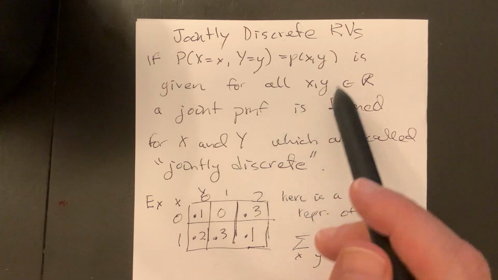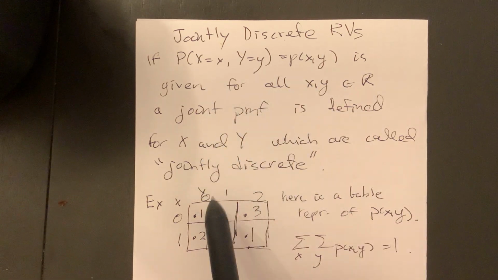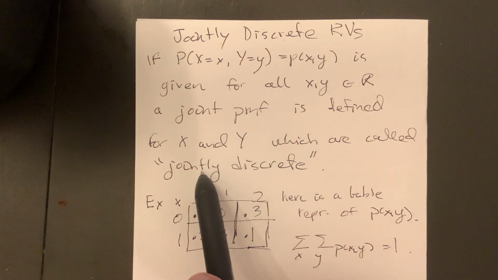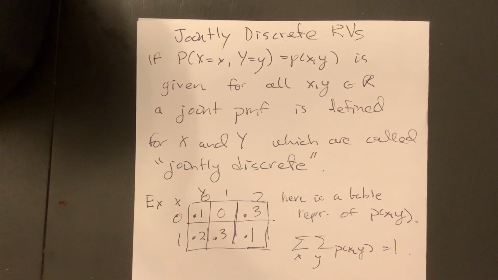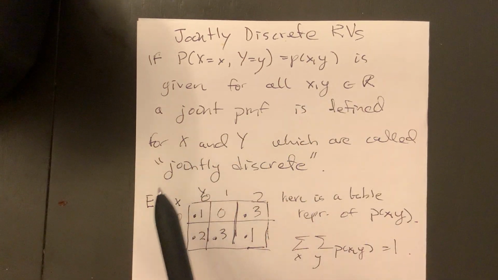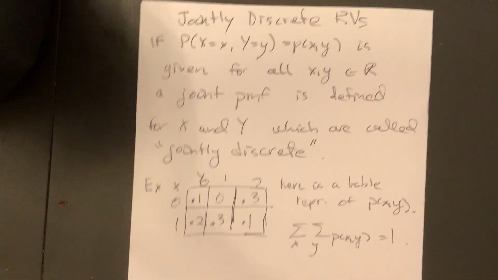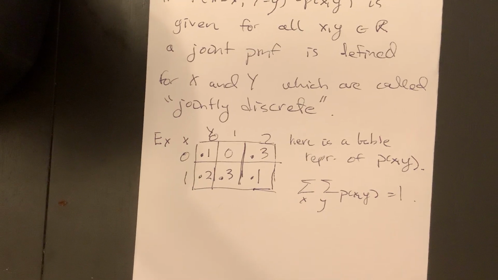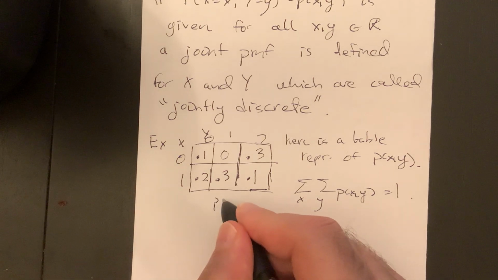So probability x is little x, y is little y is just represented with one function that takes two variables. And it should be specified or specifiable for any two numbers. And then we call x and y jointly discrete in this case. So here's an example. One way, if you only have two, to represent this is in a table like this. And this is just a table. This is just pxy.